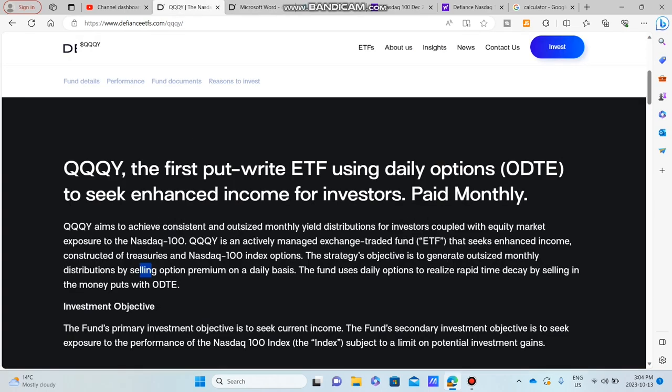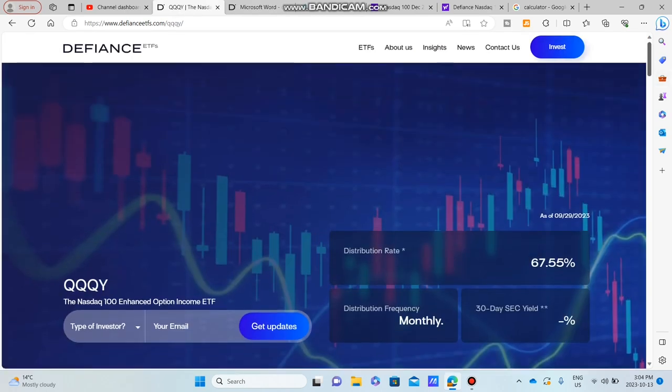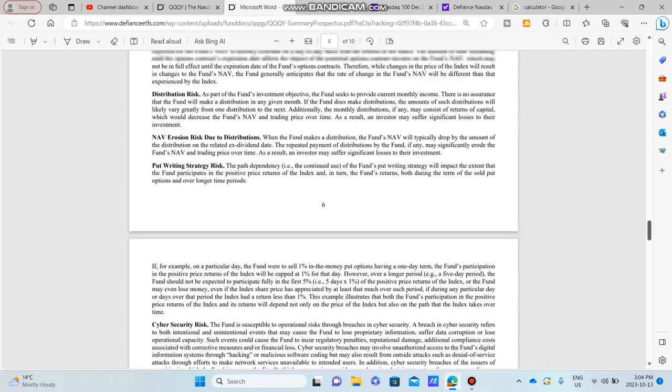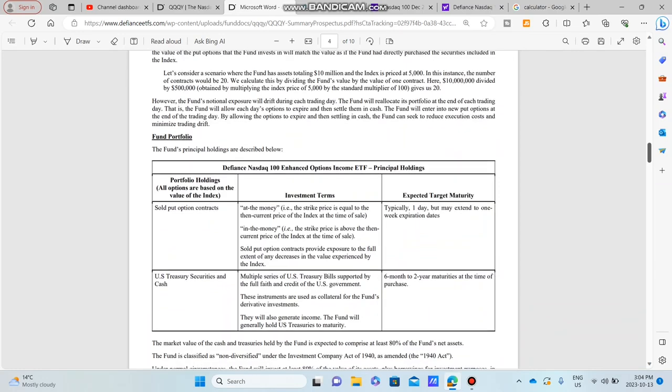A distribution is seen as a bonus, but this is an option premium ETF, and so they're looking to distribute and seek current income. They just say that in case the fund does go under or something happens to it, you will not be able to receive that dividend, so people don't sue them.